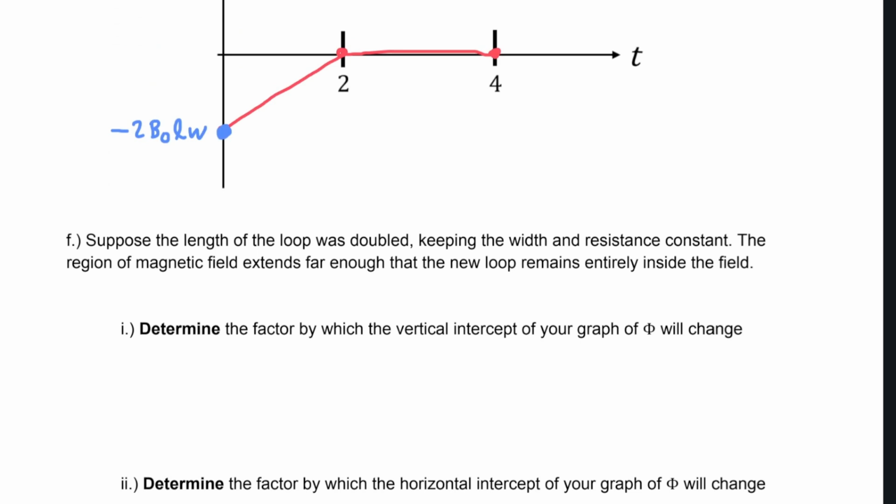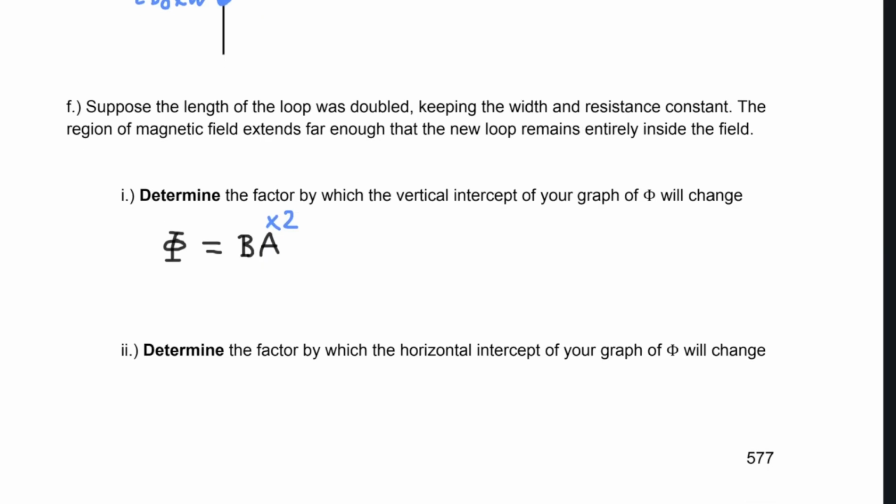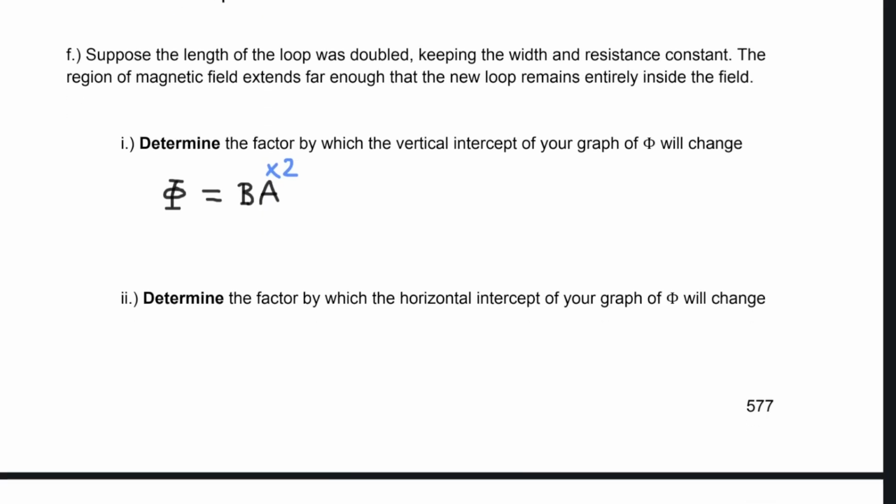So we're looking at the graph of flux, which is the B field times the area. And if we're just doubling the length only, so not both dimensions, we're just doubling one dimension of the loop, we see that area is going to get multiplied by 2. So we're going to see what that does to each intercept.